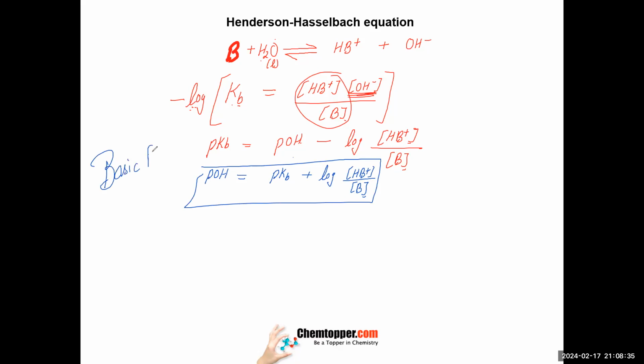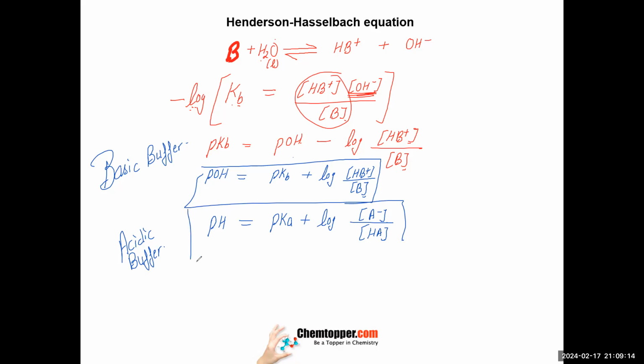Buffers can be basic, buffers can be acidic. This is a basic buffer. And what is the equation for an acidic buffer? That equation will be given to you in the formula sheet. pH equals pKa plus log. What should be in the numerator? The conjugate base, A minus, over, yes Sanjana, Afan, good, over HA. Perfect. Yes, Azuni, perfect, good.